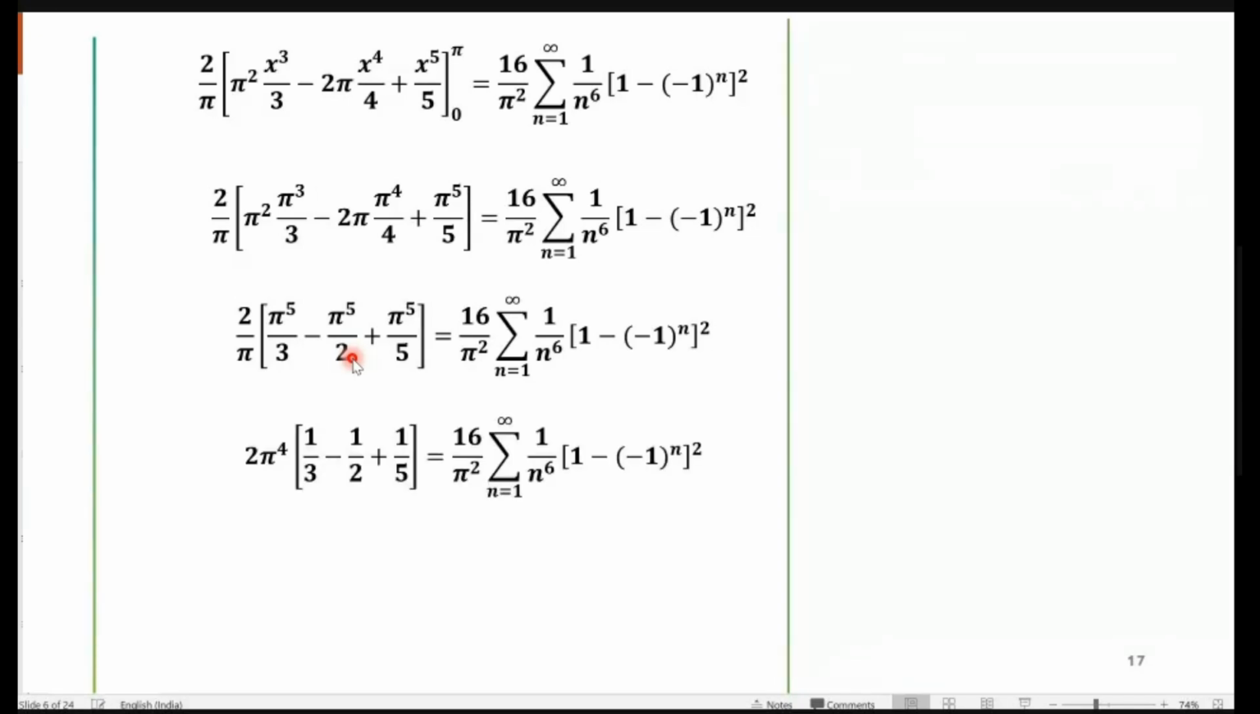If you take pi raised to 5 common, that will get cancelled with this pi, so pi raised to 4 will remain. So we will have 1 by 3 minus 1 by 2 plus 1 by 5. Take the LCM, simplify. Pi raised to 5 will not come, Harsh. One pi will get cancelled, I think. Maybe you are talking about the value of the integration, I think.